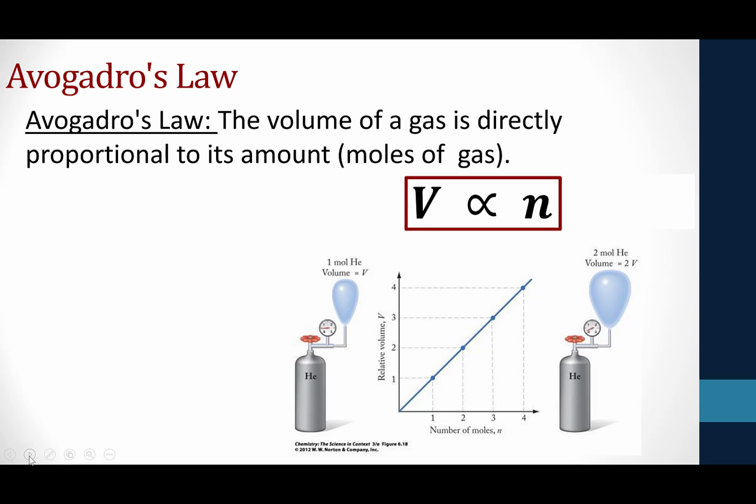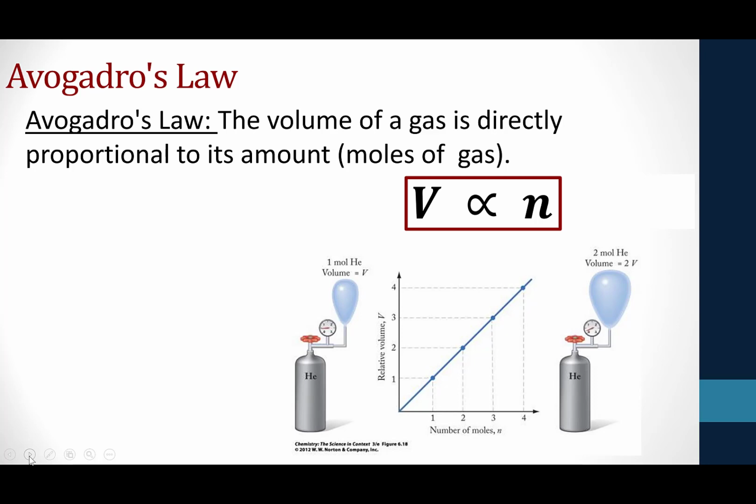I let go. What's going to happen? All of the air is going to come rushing out, so the amount goes down. And then the volume of that balloon is also going to shrink. The sides are also going to come in as well. So volume and amount are directly proportional.